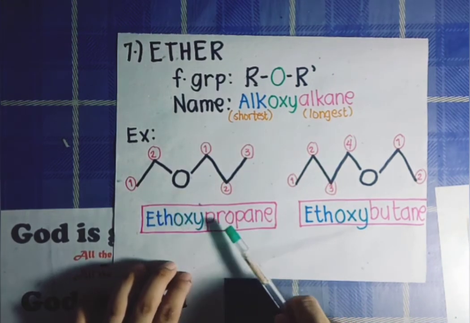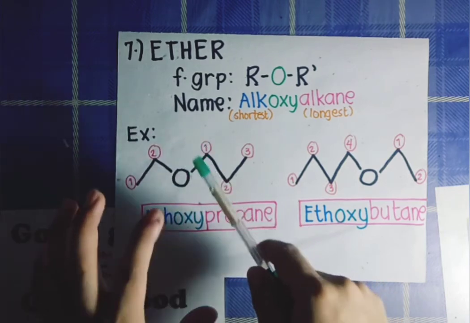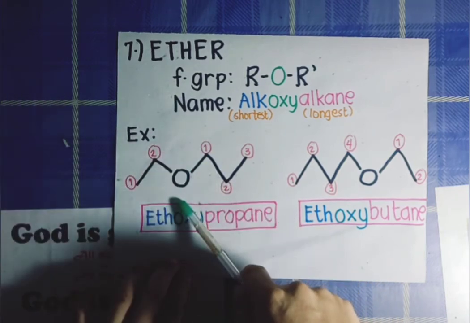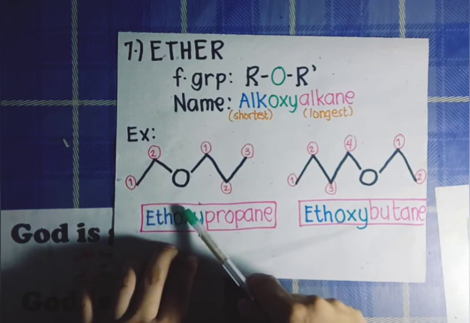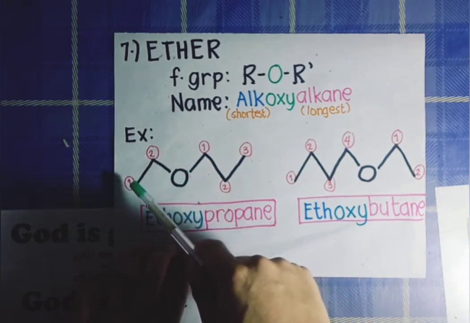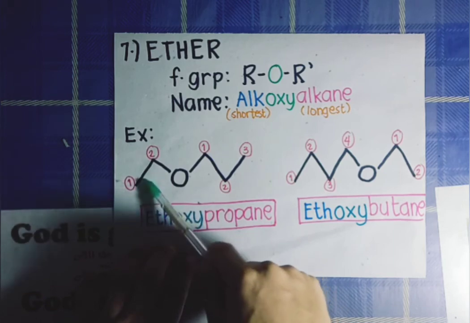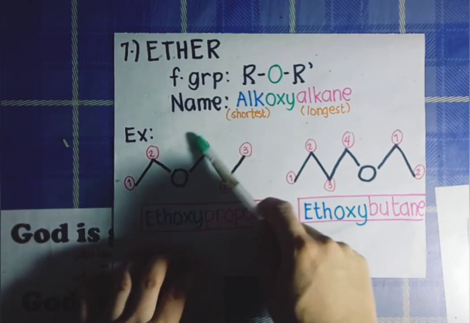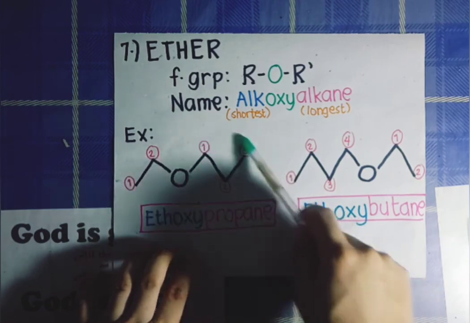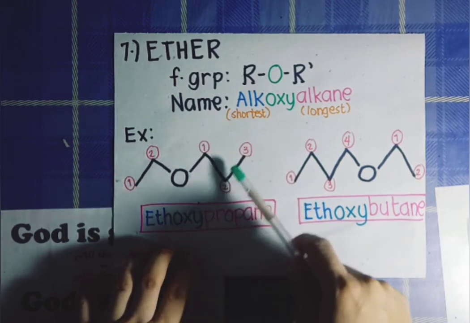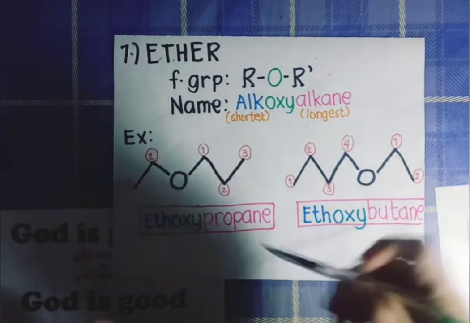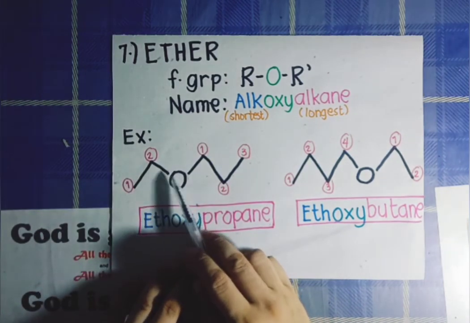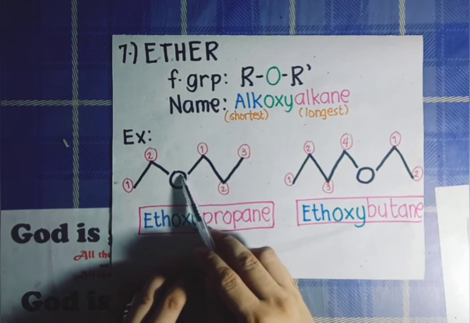ethoxypropane. As we have noticed here, we have here chains of carbon that are separated by oxygen. Okay? In this one, the first chain consists of only 2 carbon atoms. The second chain, which is actually located here, consists of 1, 2, 3, 3 carbon atoms. Now take note that this one is not carbon atom. Okay, they are bound to oxygen.